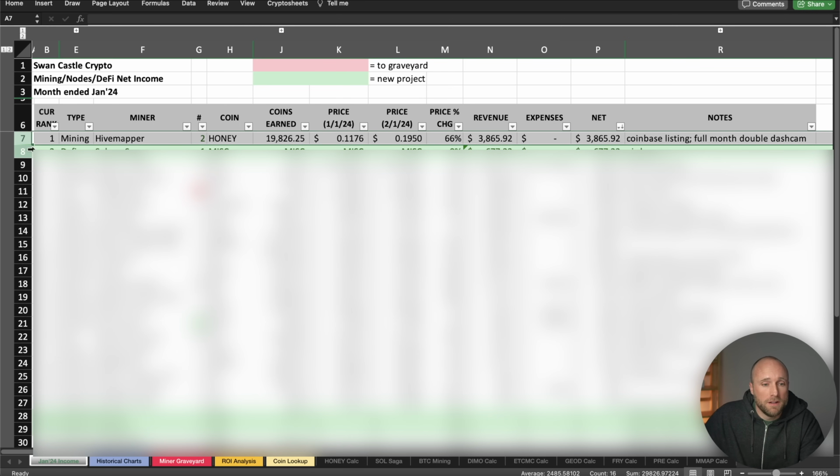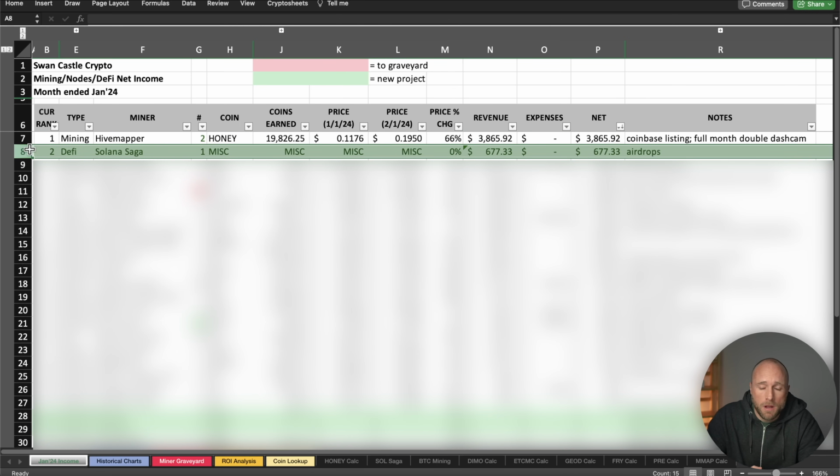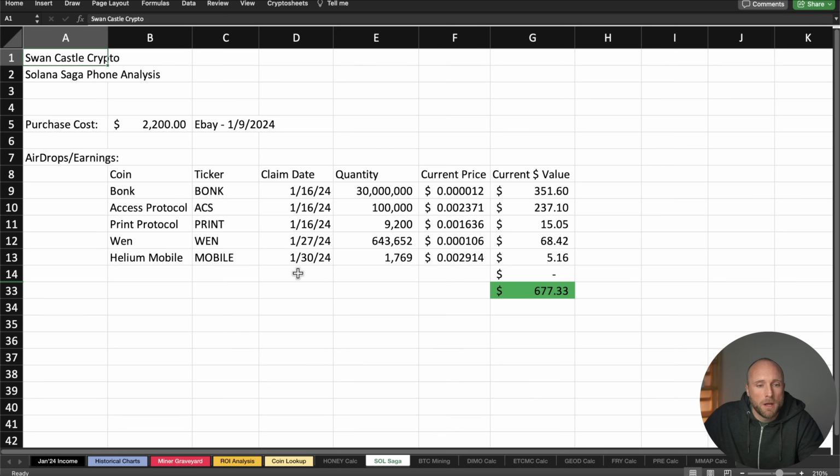Number two project for the month is a new one, and that's my Solana Saga phone, contributing $677 worth of airdrops for me for the month. If we go over to the Solana Saga tab, I did end up paying for this secondhand off eBay in early January, paid $2,200, which I understand is well more than the initial retail cost for this device, but it was sold out, and I wanted to get exposure to this.